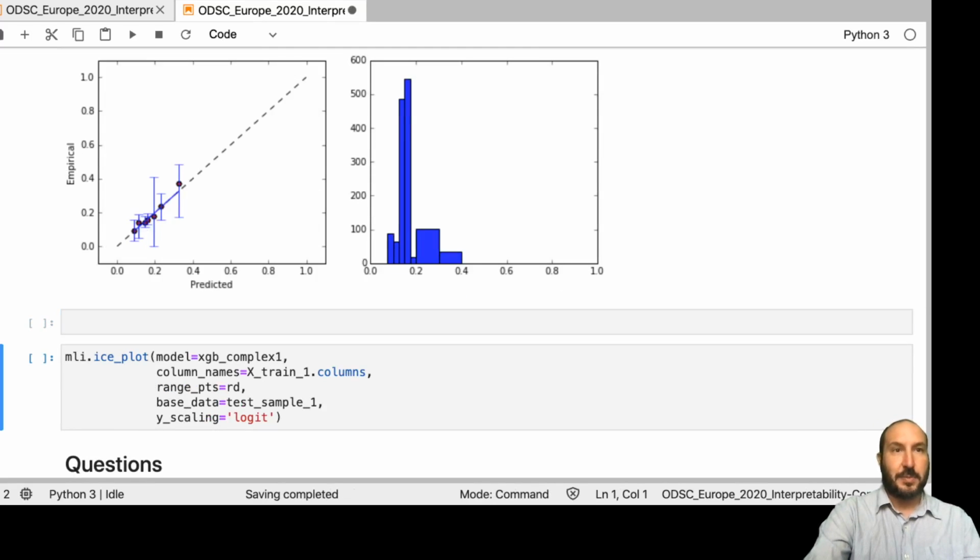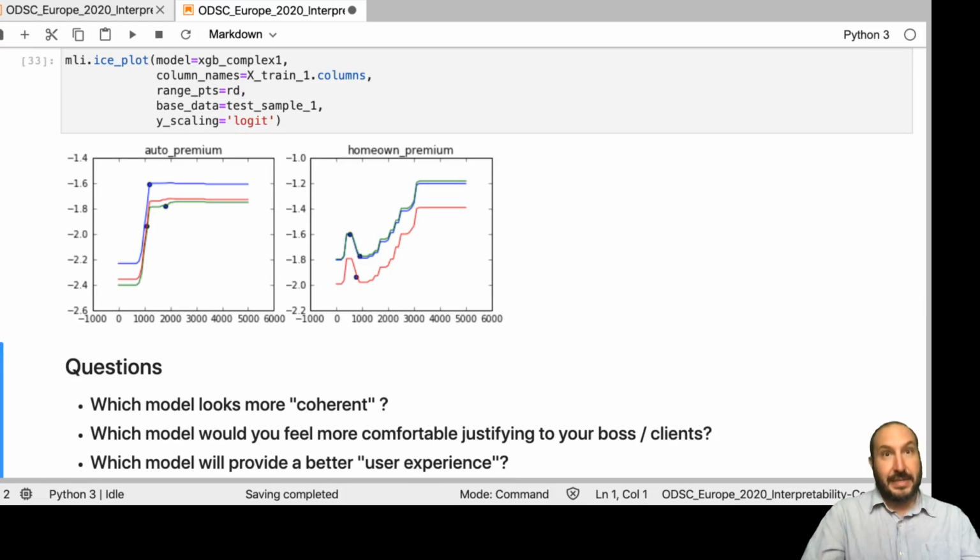Now let's look at the ICE plots. And here we see a big difference. This is telling a very simple story now. For auto premium, it's saying you start having a big change in your probability of buying an umbrella policy around $1,000 in your premium, and then you level off. For homeowners premium, it's a little bit more complicated. You seem to go up for some of these early numbers, and then down, and then up again. But again, this is a simpler, more believable story. I don't really know why it goes up and down here, and we're going to find out about that later.